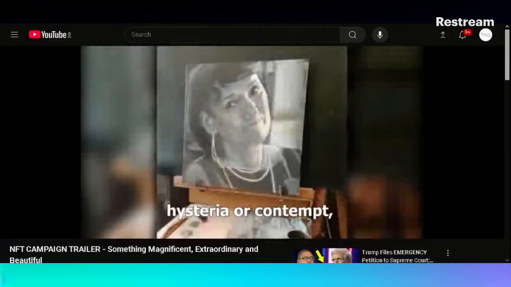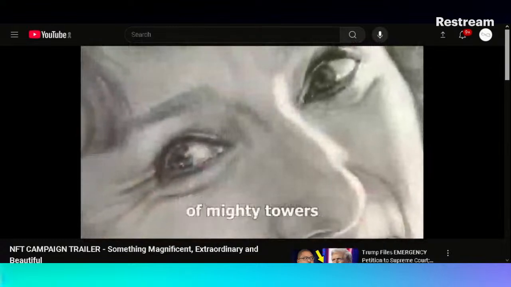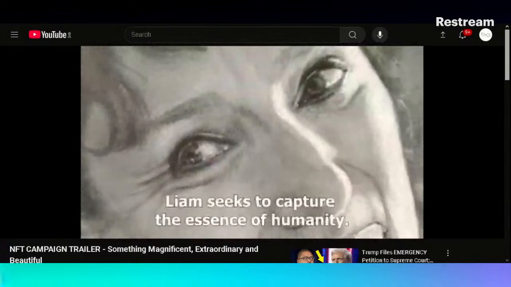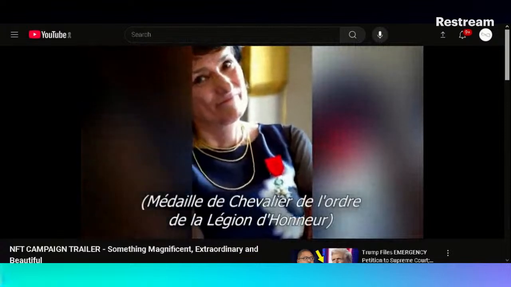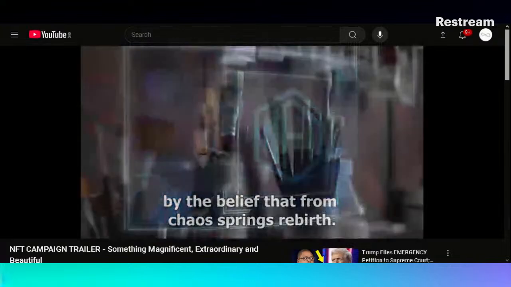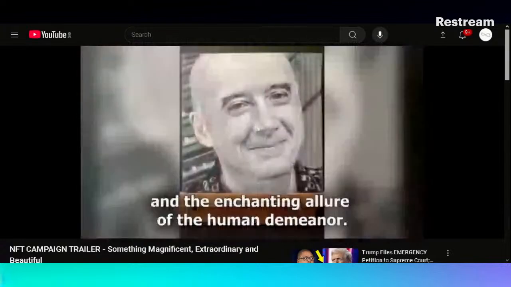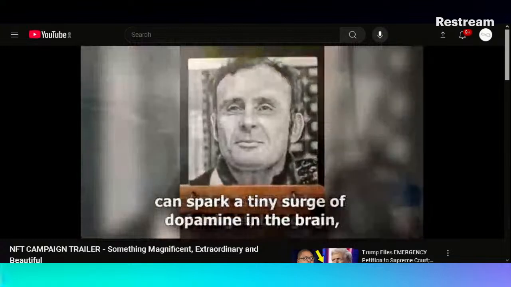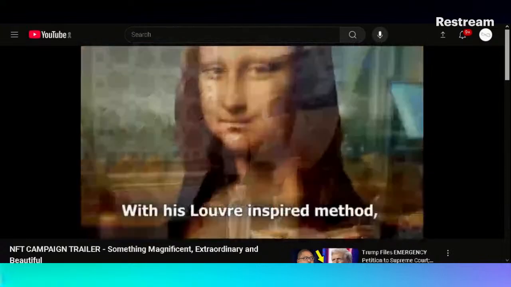In a world where profound questions are met with hysteria or contempt, Liam Gallegos finds solace painting portraits. Where shadows linger over the collapse of mighty towers, and where veils shroud the corridors of power, where the very nature of a woman remains undefined, Liam seeks to capture the essence of humanity. In this age of turmoil, he is guided by the belief that from chaos springs rebirth. He wields his brush to immortalize stories etched in glances, subtleties, and the enchanting allure of the human demeanor. Even the briefest encounter with a portrait or face can spark a tiny surge of dopamine in the brain, which is an elixir of delight bridging the chasm of time and culture, uniting us across centuries.